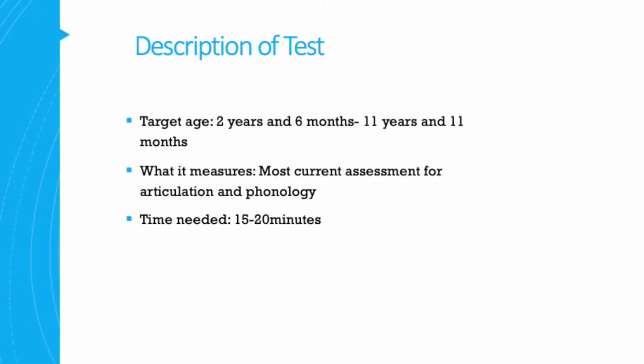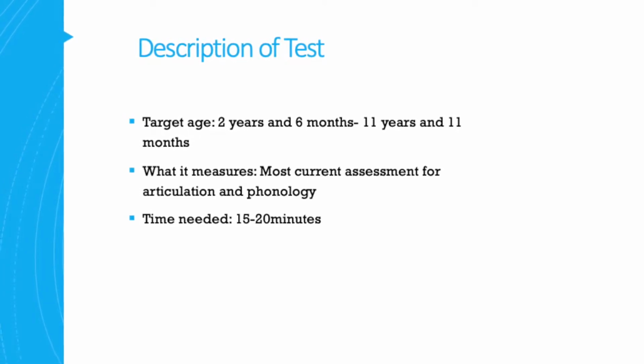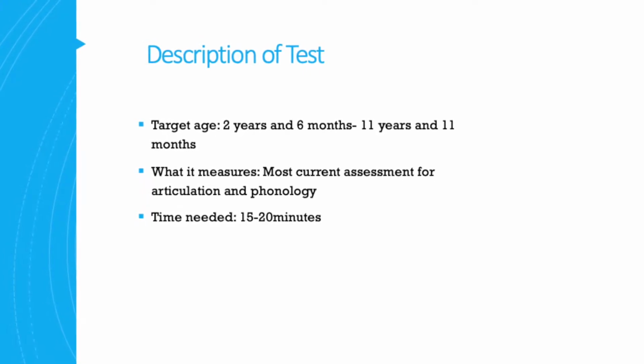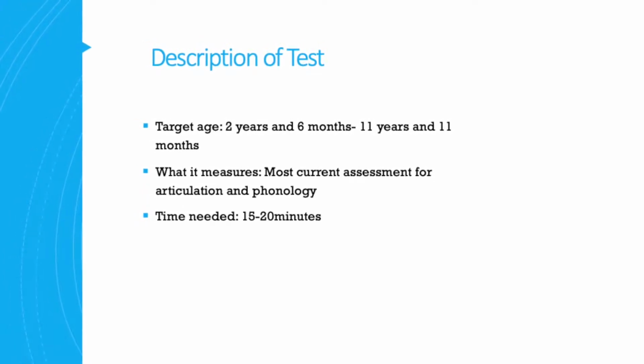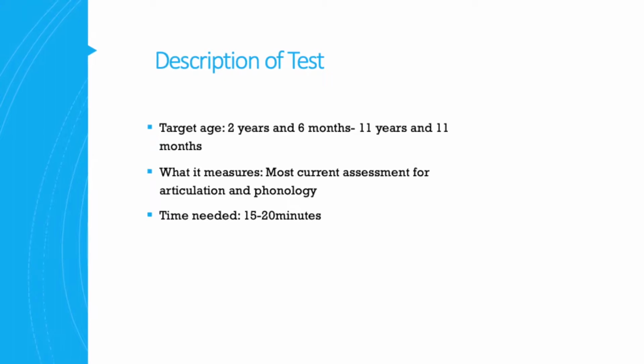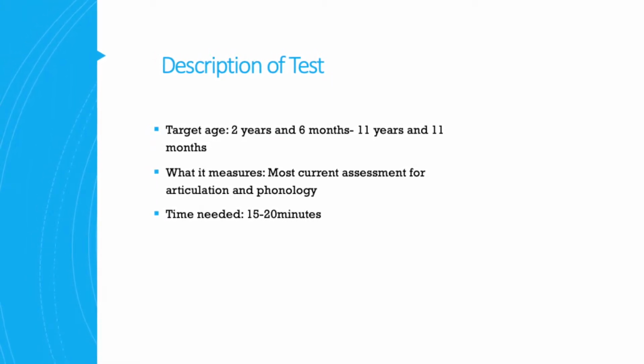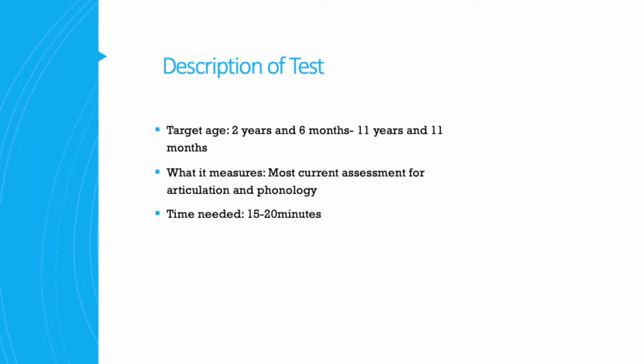Description of tests. The target age is 2 years and 6 months to 11 years and 11 months, so toddlers to school-age children. It is the most current assessment for articulation and phonology. Time needed is 15 to 20 minutes.